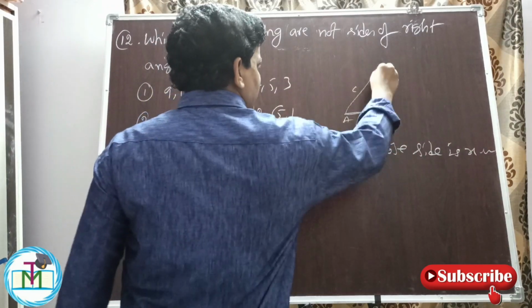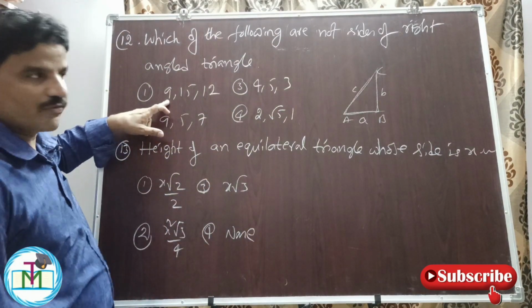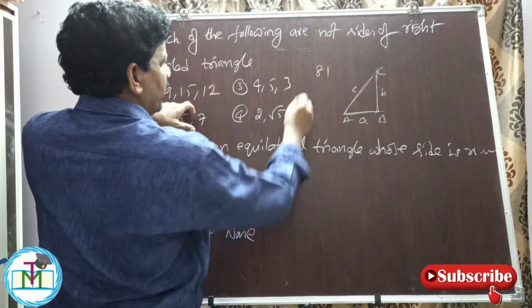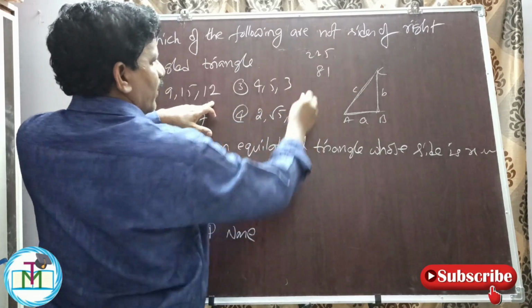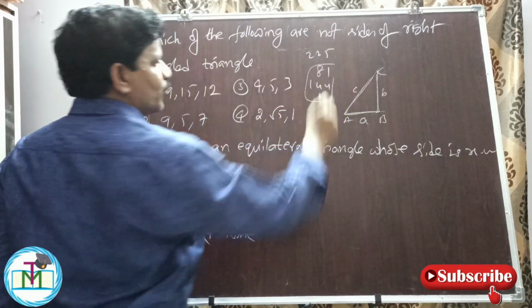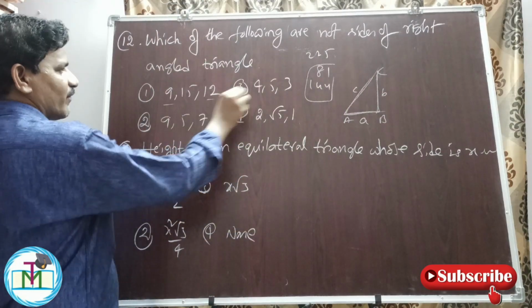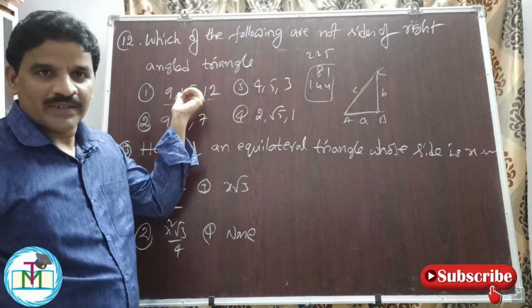A square plus B square is equal to what? C square. So let us check. Here 9 square is 81, 15 square is 225, 12 square is 144. If I add these two, I am getting 225. So therefore this 15 square is equal to 9 square plus 12 square. These are sides of what?